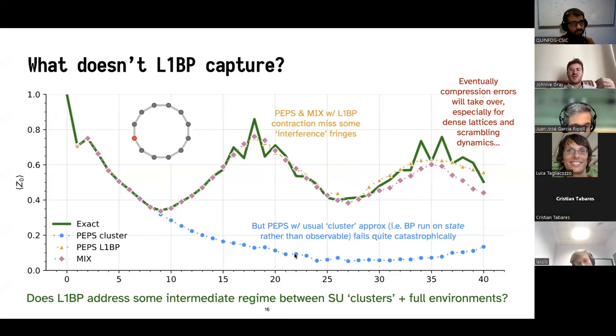And this is interesting because it suggests that there's some kind of intermediate regime between when we would think of simple update clusters working well and more traditional full environment tensor networks. There's some regime in between them where these L1 BP contractions can probably give quite reasonable results.